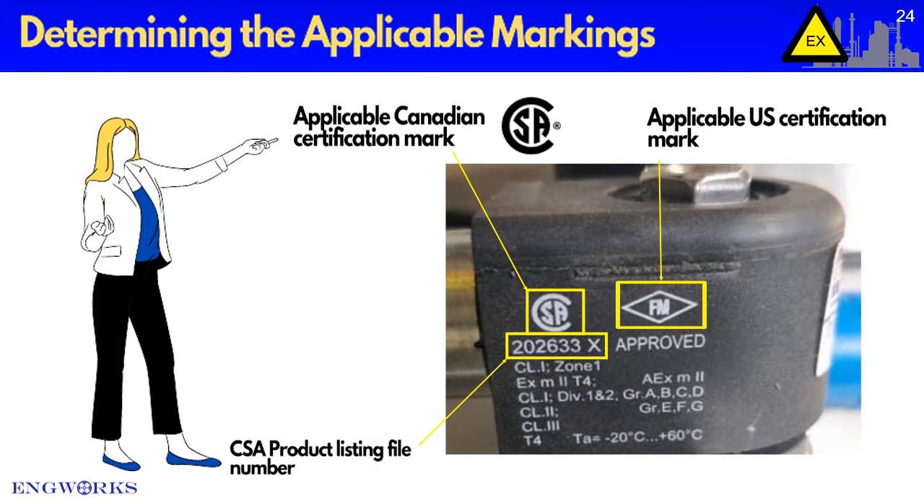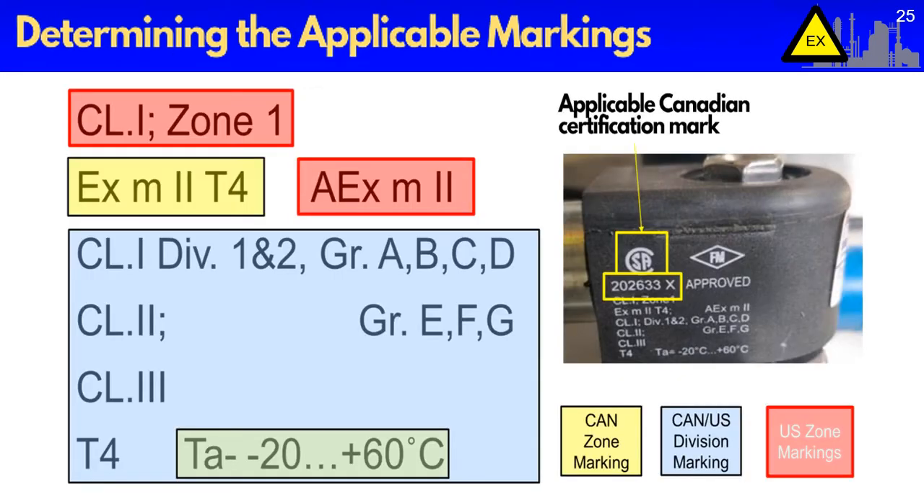If you wanted to confirm if a product is certified or the special conditions that apply, you could verify the details of the CSA product listing by searching the certification file number on the CSA product listing directory website. We cover how to do this in our Hazardous Location Fundamentals course. The next challenge is to determine what hazardous location product markings apply.